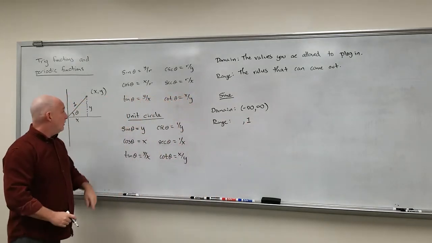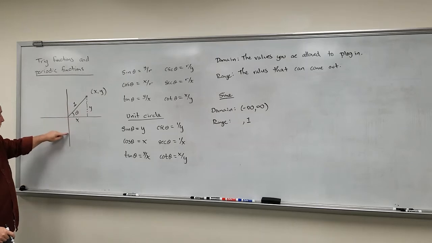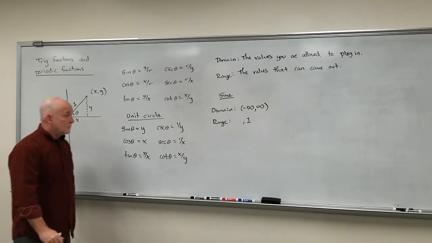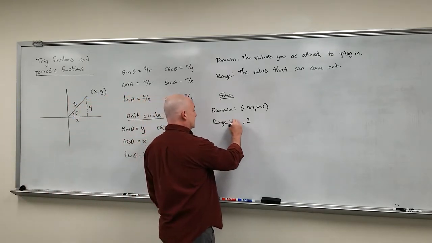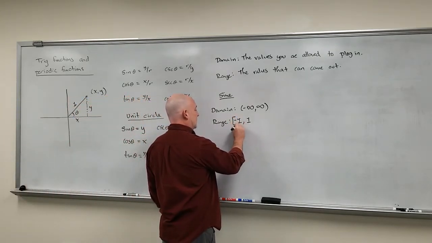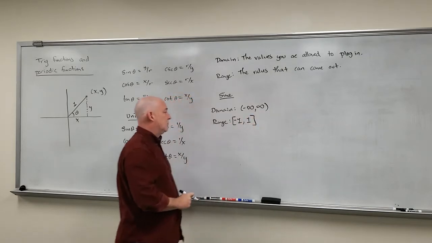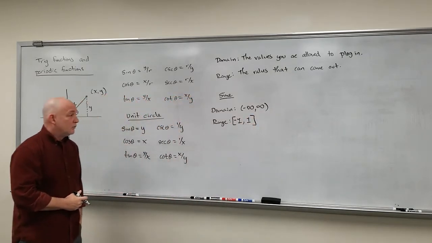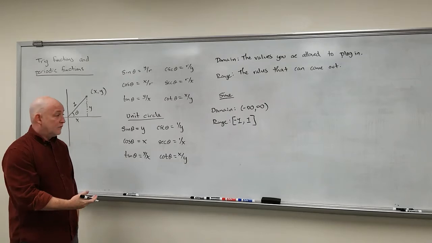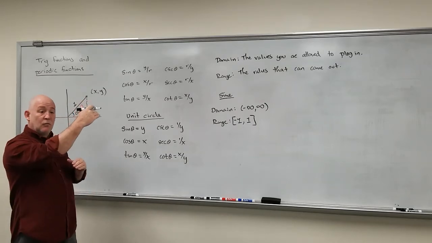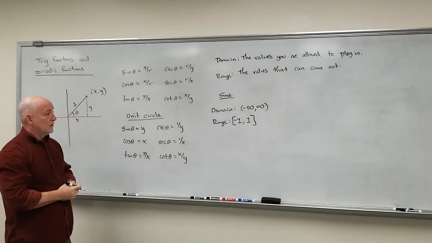What's the smallest value the y value can be? Well, that would be when we're down here on the unit circle. So that would be a y value of -1. So the biggest the sine function can ever be is 1. The smallest it can ever be would be -1. So we can plug in anything we want to the sine function, but the biggest it can ever be is 1. The smallest it could ever be is -1.